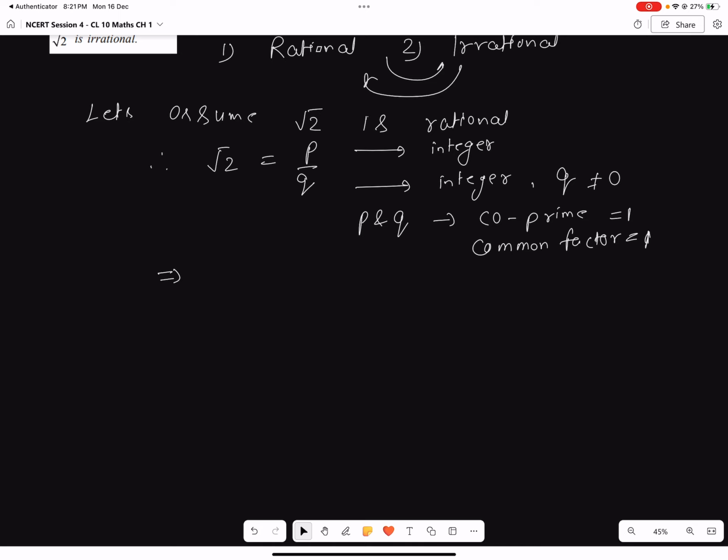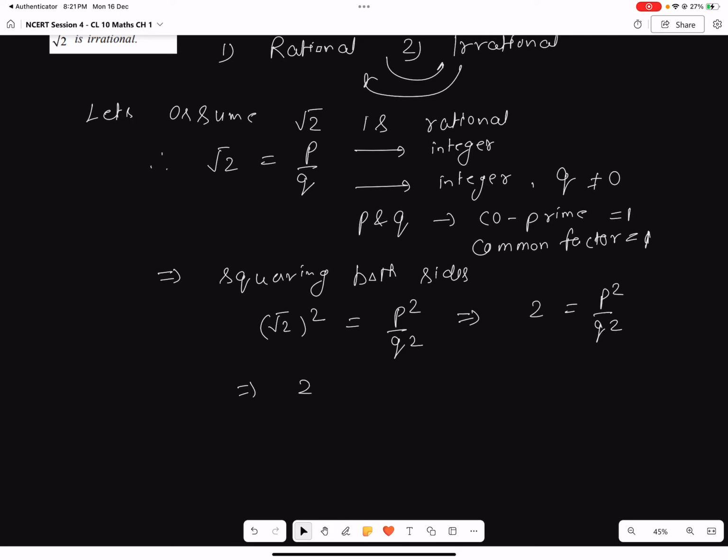So let's go to the next step. We'll take a square, squaring both sides. So when we square both sides, it will work like this. So it will go p square upon q square. Next step would be 2 equals p square upon q square. And hence we can say 2q square equals p square, right? Or we can say q square equals p square upon 2.